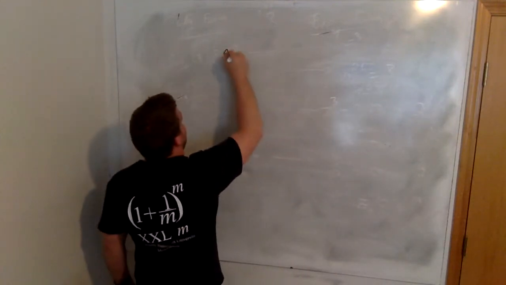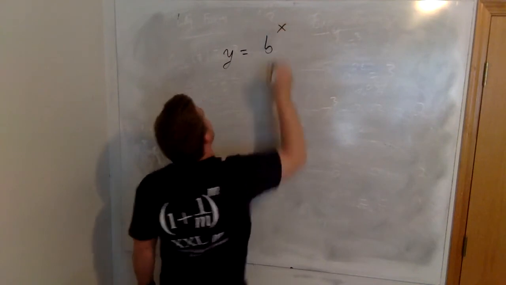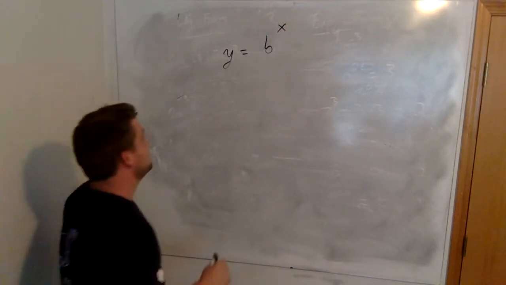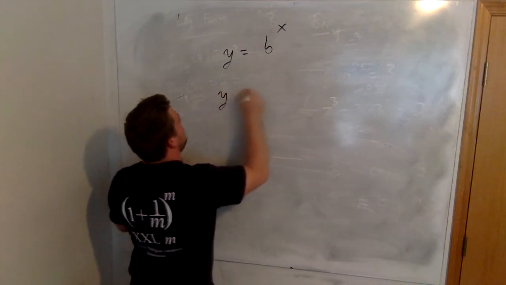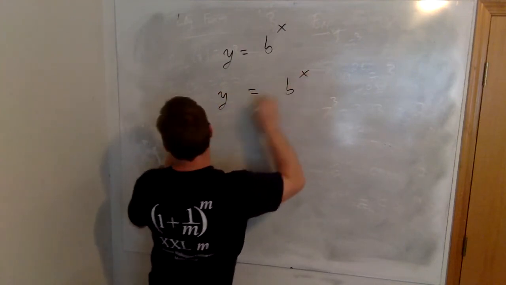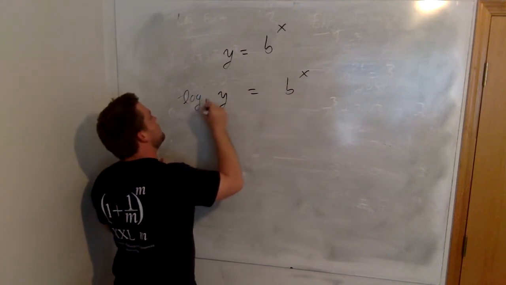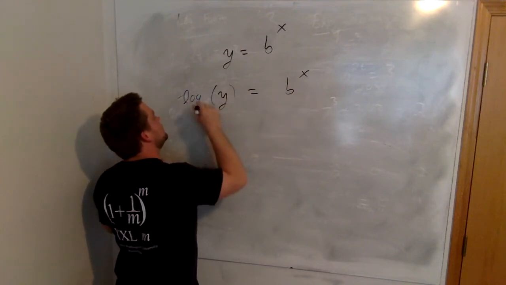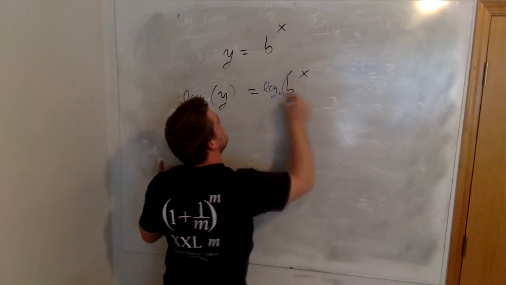So if we have that y is equal to b to the x, let's apply the inverse function to both sides. So I'm going to write it down here. So y would be equal to b to the x. Well, if we apply the inverse to both sides, log base b, that's its inverse.